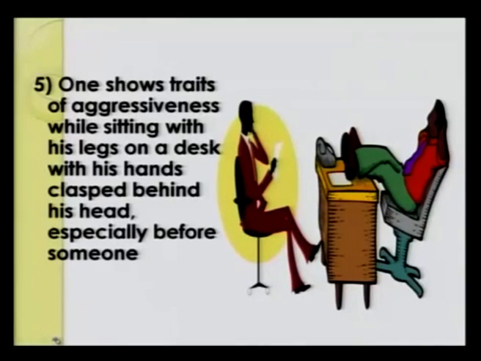One shows traits of aggressiveness while sitting with his legs on a desk with his hands clasped behind his head, especially before someone. Again, the answer is obviously true. The person is aggressive. Even actually there are some exceptions, as I said I will be talking about that, but rightly to tell you an exception is that only time when the person is sitting alone and relaxing and reading something, or has some kind of back pain and he wants to relax it that way, fine.